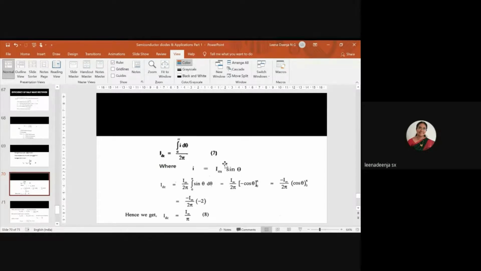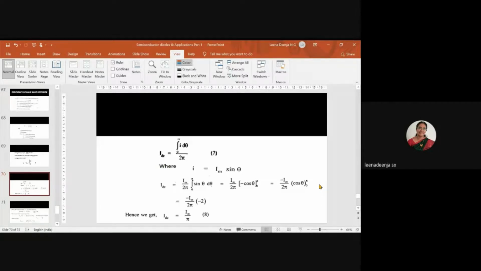Im is a constant, so we can take that Im outside. So Im by 2 pi we can take outside. Then it is integral 0 to pi sin theta d theta. The integral of sin theta is minus cos theta, with limits 0 and pi. So minus cos theta between 0 and pi. It is minus Im by 2 pi and cos theta between 0 and pi. The maximum value is pi, so it is cos pi minus cos 0.